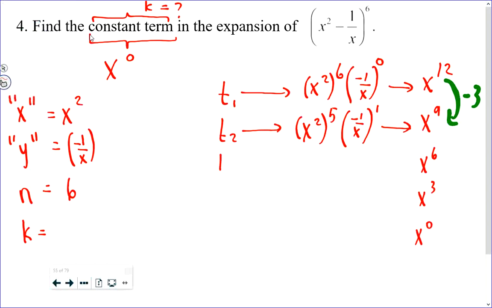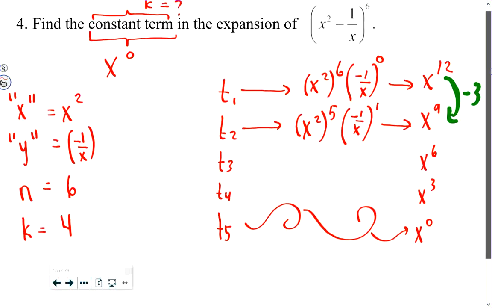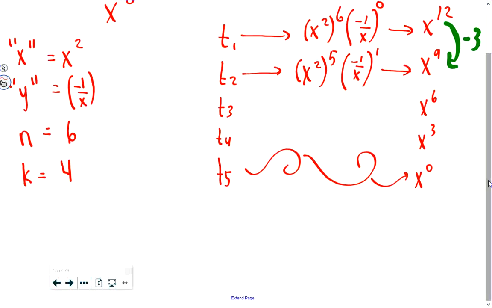So the third term will be x to the 6. The fourth term will be x cubed. It's the fifth term that will give us an x to the 0. And that means k is 4. And we're just about done now, because we've turned this into, and I'm always fond of saying this, you turn problems into problems you already know how to do. You know how to find this term now.